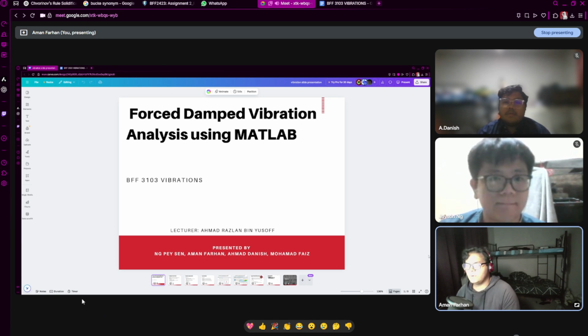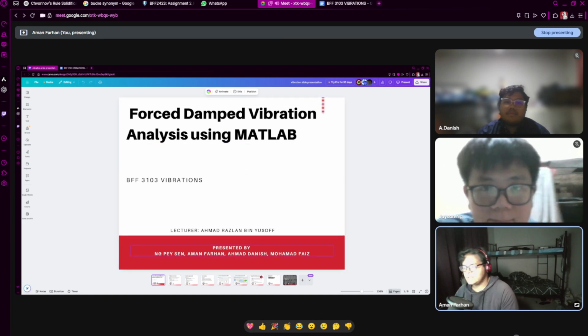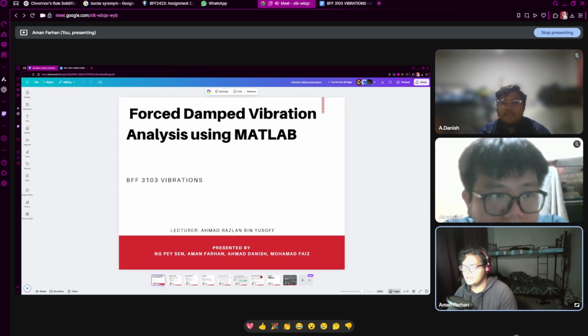We are group 2 from the subject Vibration and we are doing forced damped vibration analysis using MATLAB. Our team consists of Pen Sen, Aman Farhan, that is me, Ahmad Danish, and Mohamad Faiz. Sadly, one of the group members could not make it, so we are covering their part.